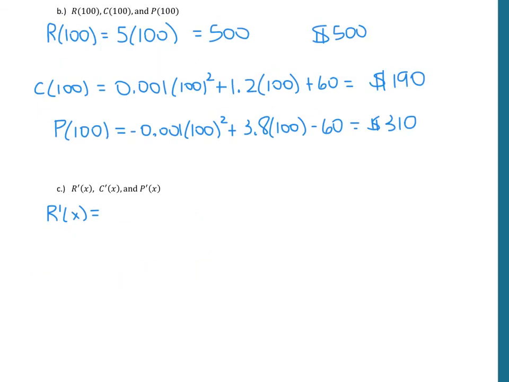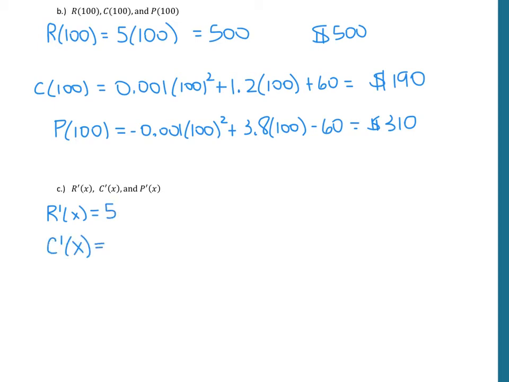Next we want to calculate the derivatives of the revenue, cost, and profit functions. The reason that we're interested in the derivatives is because these are the marginal revenue, cost, and profit. So for example, when we calculate R prime of x, the derivative of revenue, that is the marginal revenue. So this gives us an approximation for the revenue from the x plus first item. Our revenue function was 5x, so taking the derivative of 5x is 5.